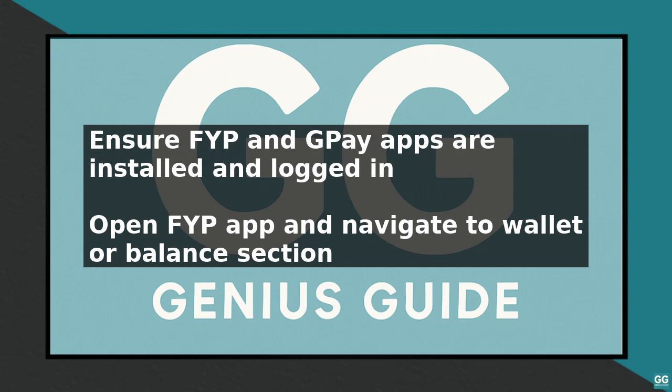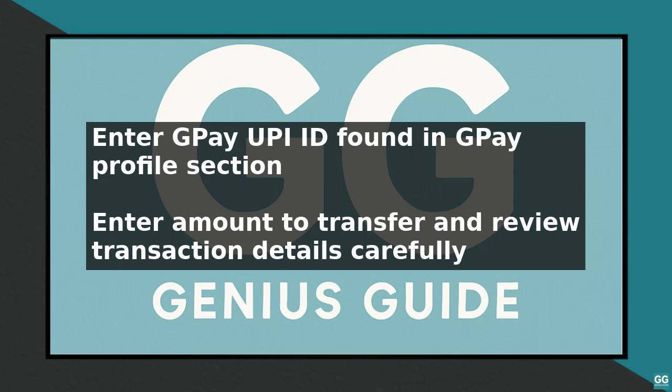You will be asked to enter the recipient's details. In this case, your GPay account. You will need to enter your GPay UPI ID, which can be found in the GPay app under the Profile or Settings section. Once you have entered the UPI ID, proceed to enter the amount you wish to transfer.